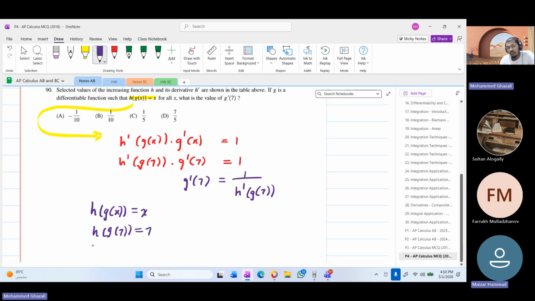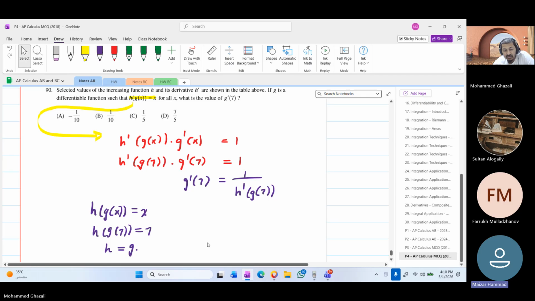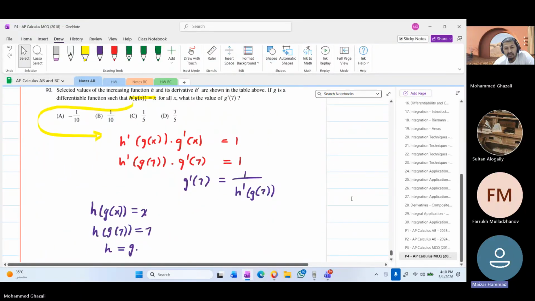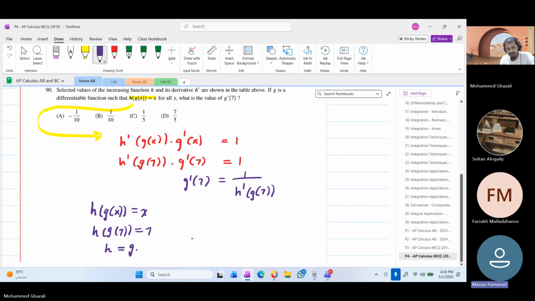So from the table, you're saying h is equal to g? Basically, h of x equals 7. We look at the table: which value of h of x will give you 7 when x is 3? So h of 3 equals 7, which means g of 7 will equal 3. Basically what you're saying is that h of x is equal to g of x, because of that relationship up there.